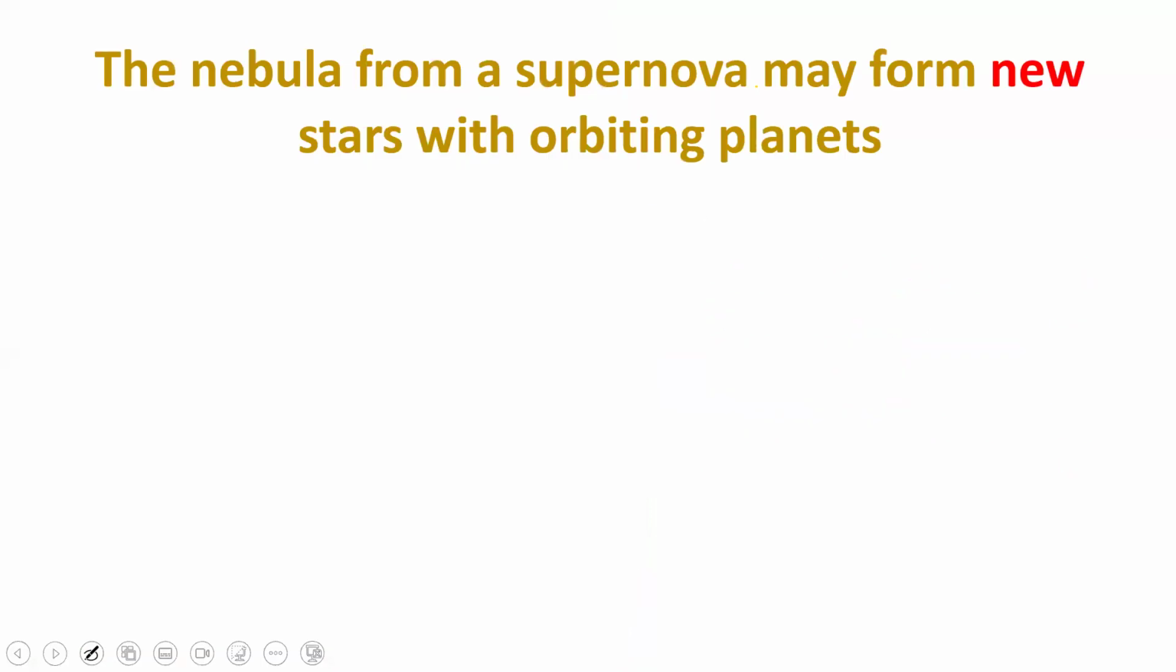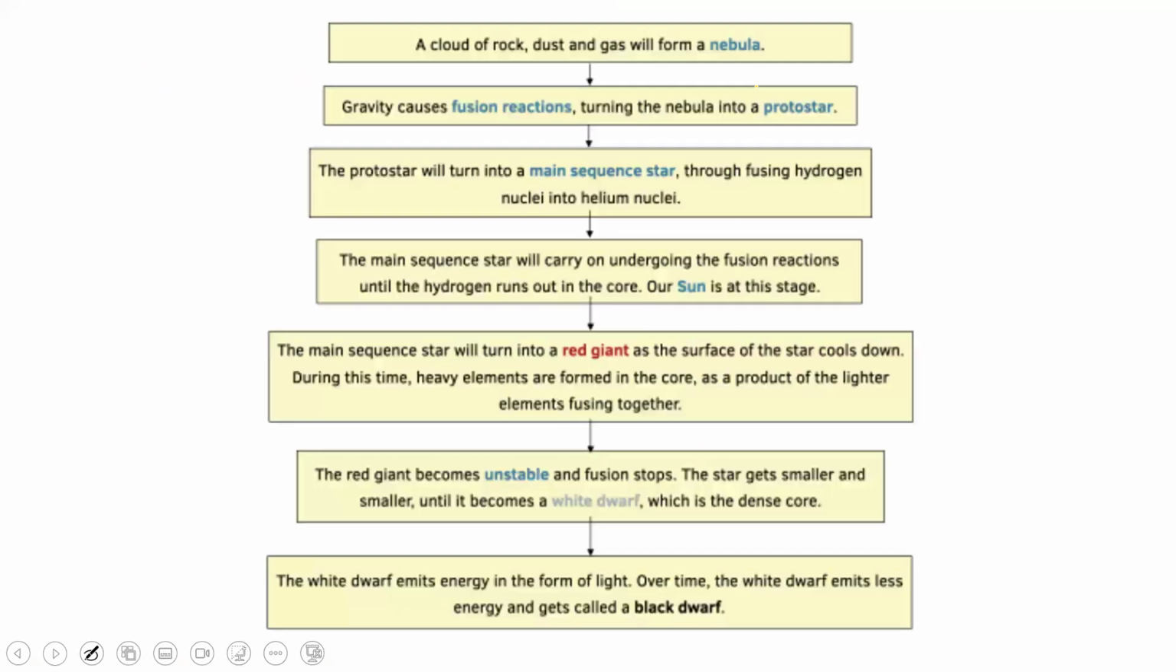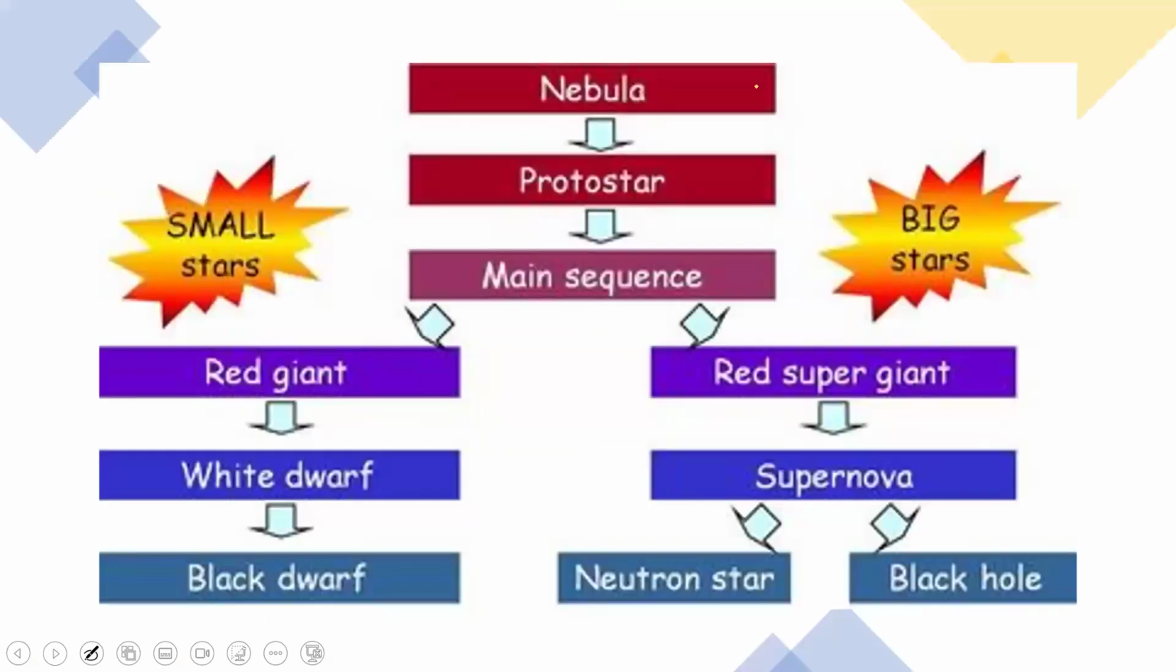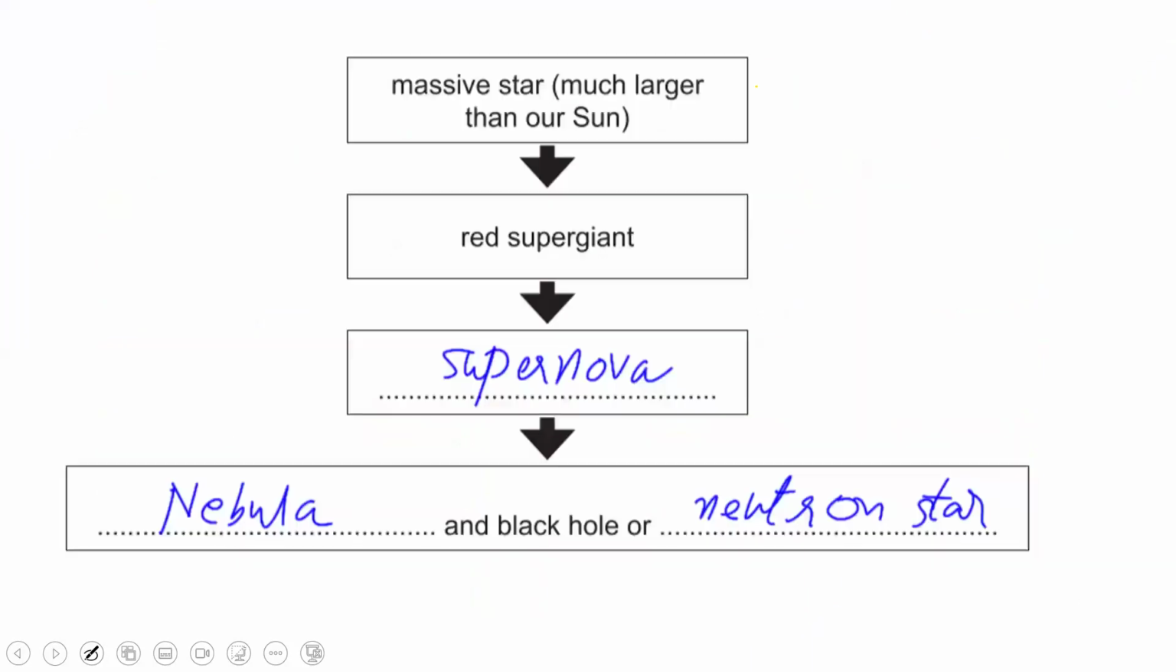So the nebula from a supernova may form new stars with orbiting planets. When the nebula is formed, just like our sun might have been a nebula, it can then go through this process. This is a sequence. I will post it, and you people have to learn how a star is made: nebula, protostar, main sequence, then it's a two-branch process. This is called the life cycle. Then what you copied is called the death cycle.